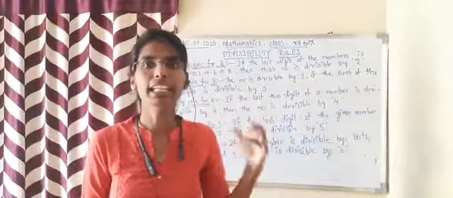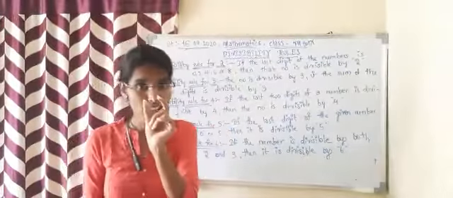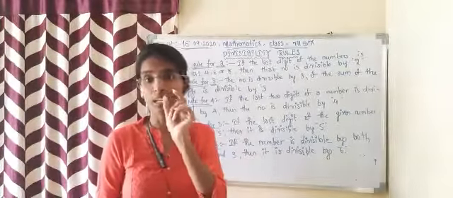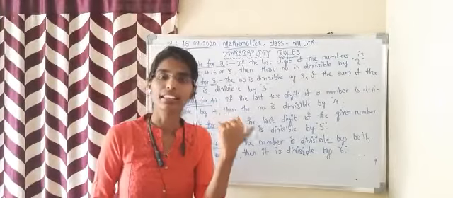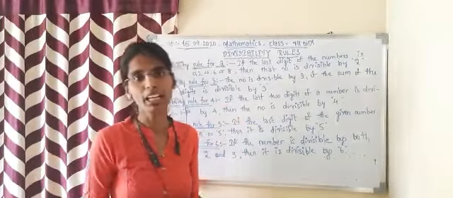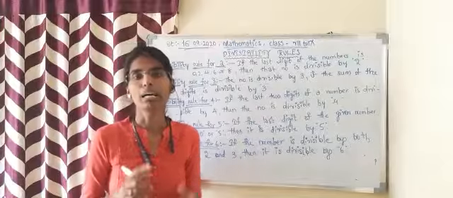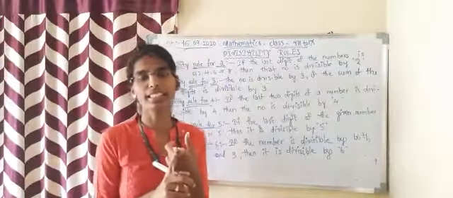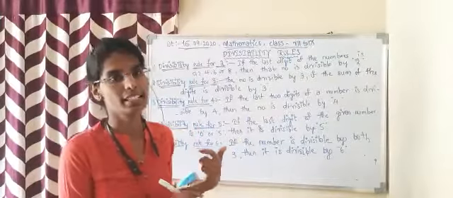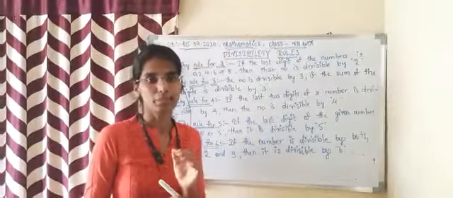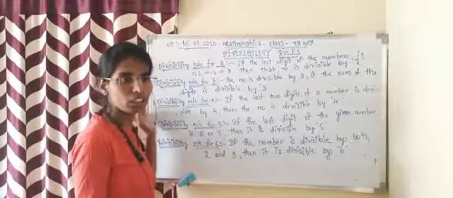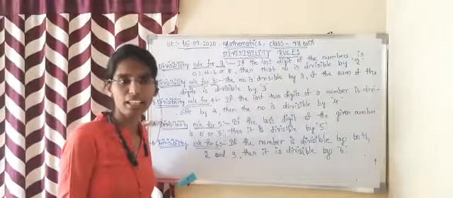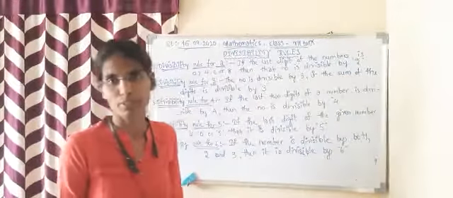For 4, if the last 2 digits of the given number are divisible by 4, then that number is divisible by 4. And for 5, a number which ends with 0 or 5 is exactly divisible by 5. Next, 6. If a number is divisible by both 2 and 3, then that number is divisible by 6.